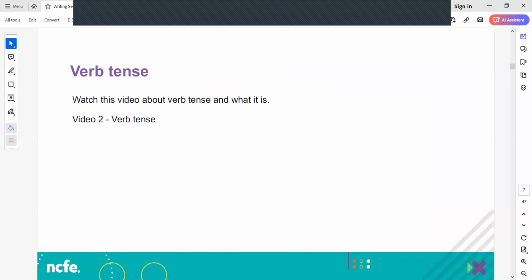Okay. So we've got another video to watch. So just bear with me one moment. So this is looking at the verb tense. Just share it with you.